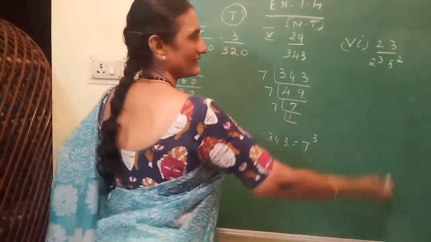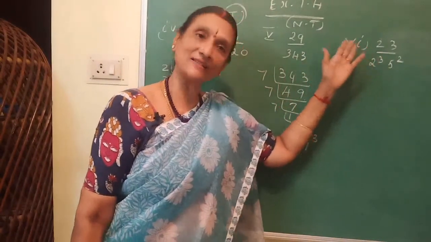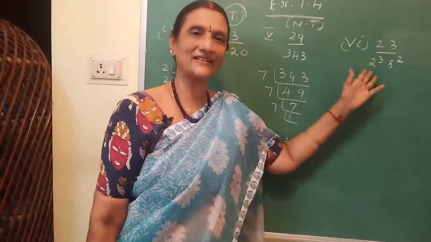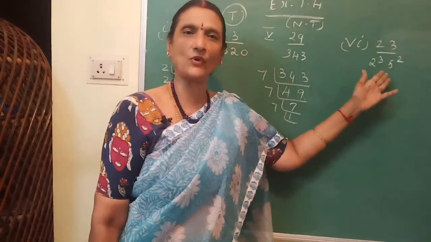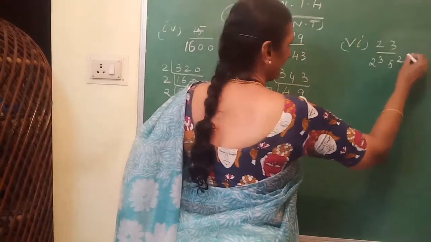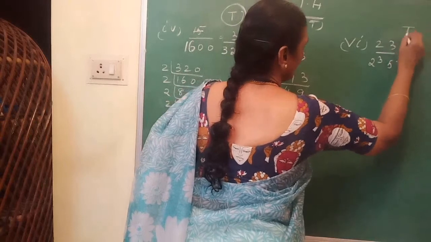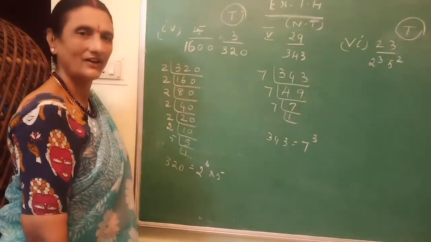Now next, go to the sixth one, it is already in the simplified form. The factors are also given. It's only 2 power 3 and 5 square. Therefore, only 2 and 5. Therefore, you can straight away write it as terminating decimal expansion. Clear? Are you getting it?